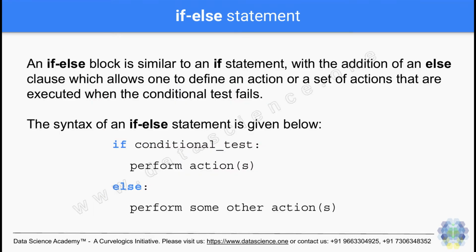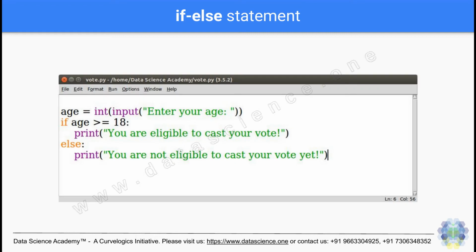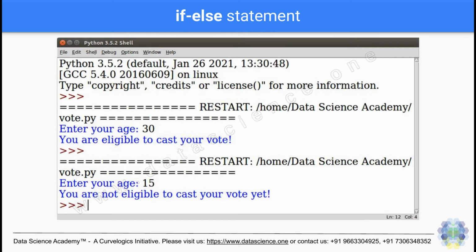An if-else block is similar to an if statement, with the addition of an else clause which allows one to define an action, or a set of actions, that are executed when the conditional test fails. The syntax of an if-else statement is shown here. Developing on the previous example, we add another line of code under the else statement. That is, if the age is less than 18, another statement is printed, in this case, mentioning that one is not eligible to cast the vote. Running the code in IDLE, we can see that the if-else combination has printed appropriate responses.